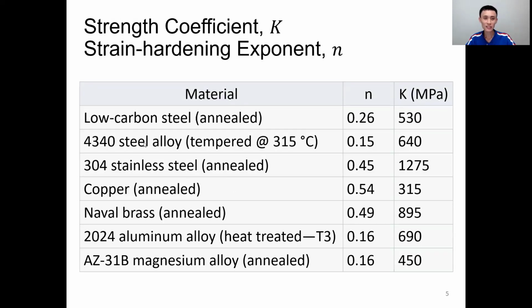And here are some strength coefficients and strain-hardening exponents for some common materials, such as low carbon steel, 4340 steel, and 304 stainless steel. It lists the strain-hardening exponent. As you can see, they're most likely less than 0.5, which means they can be work hardened. And also their strength coefficient, and the unit is megapascal.